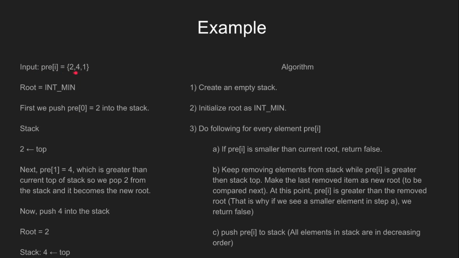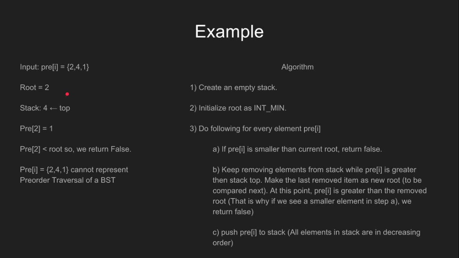Let's look at another example. First, we initialize the root as int_min and create a stack. Now we will iterate through the array. First, we push the 0th element into the stack, that is 2. At i equal to 1, we have 4, which is greater than the current top. So we pop 2 from the stack and now 2 is the new root. And then we push 4 into the stack.